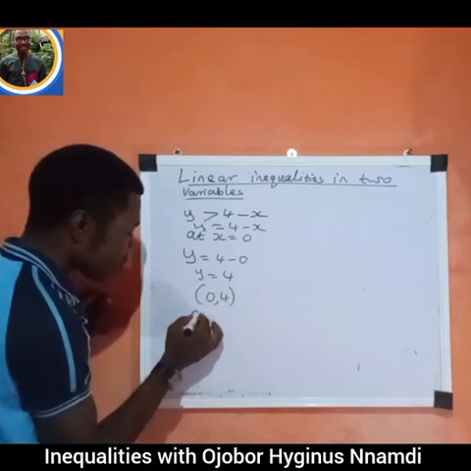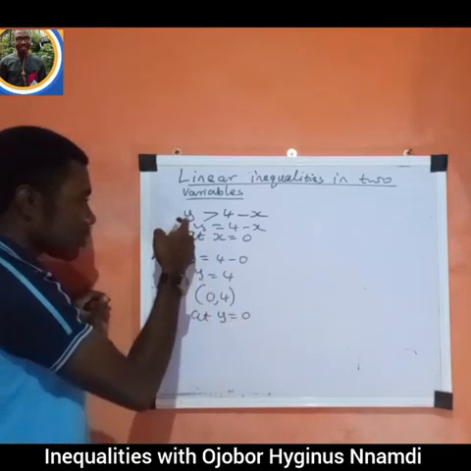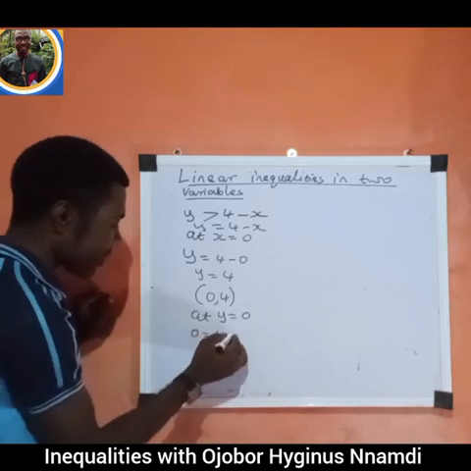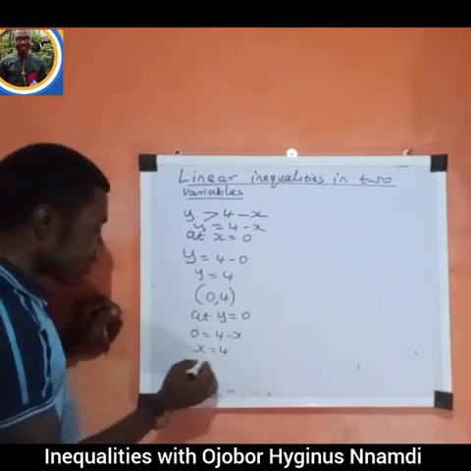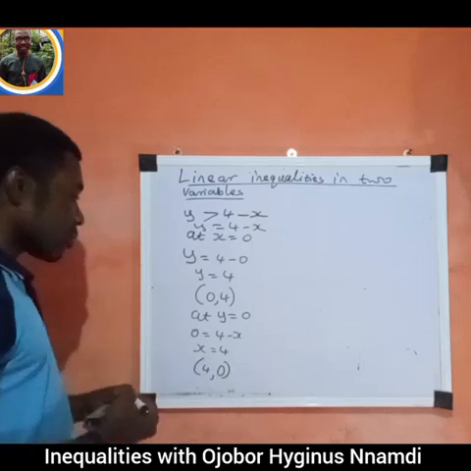Then you take y equals 0, and if you substitute y as 0 in this equation, you have 0 equals 4 minus x. And when x crosses over, x will be equal to 4. So we have a coordinate (4, 0). So this is what we have.